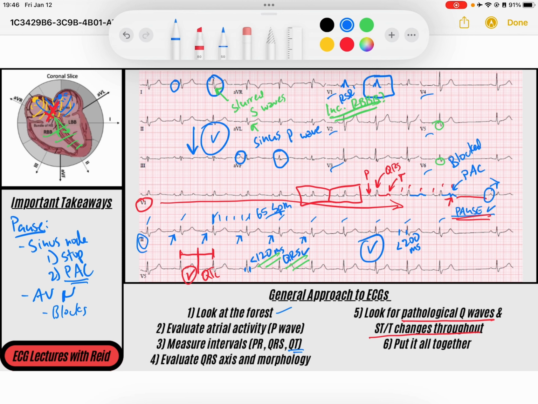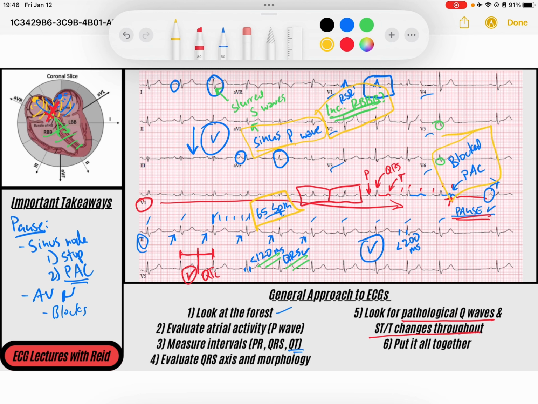So let's put it all together here. We've got our sinus rhythm at a rate of 65 beats per minute. We've got an incomplete right bundle branch block with our RSR prime in the setting of a narrow QRS and our slurry S waves in lateral leads. And we've got a blocked PAC.